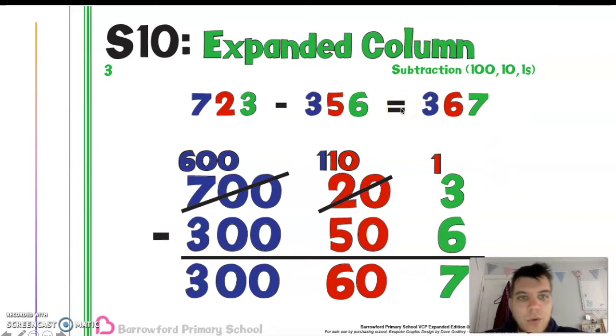Okay, so we'll jump on the board now and run through a couple together. Then, like I say, you can use these slides to come back to when you're doing your own with your dice.